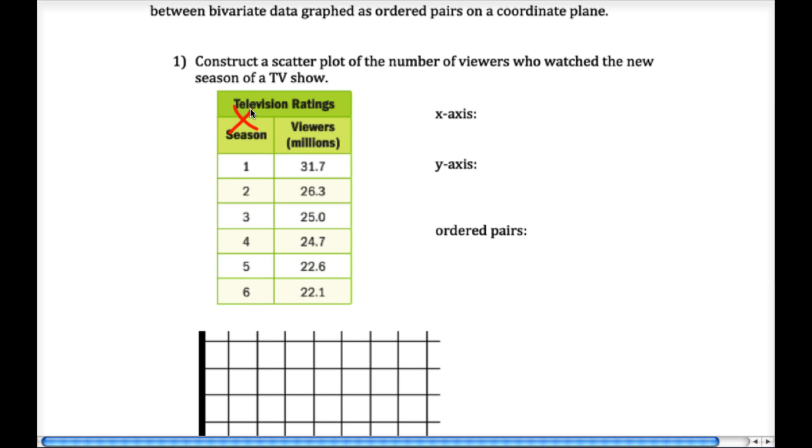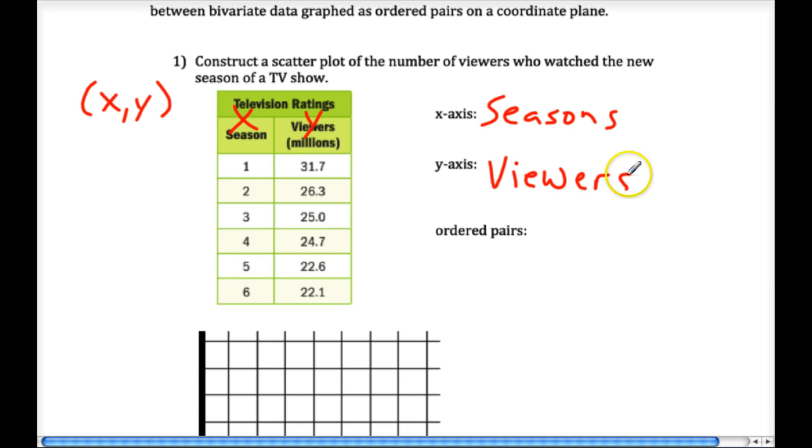Exactly. If you're not sure, go with the first column being X and the second column being Y, because an ordered pair is arranged that way. Might as well do it that way. So your X-axis is your seasons, and your Y-axis is your viewers: how many millions of people watched it in a certain season? If you pair those up, it would be season, comma, viewers. We're not going to list all those ordered pairs because they're right here in the table for you.